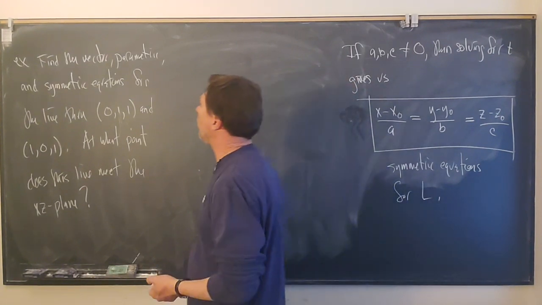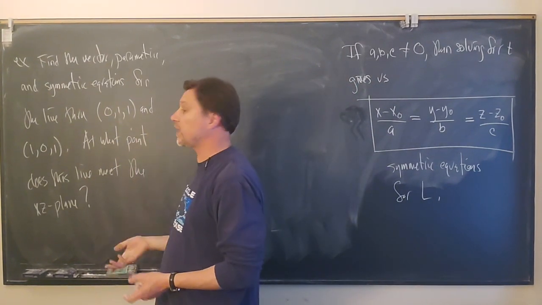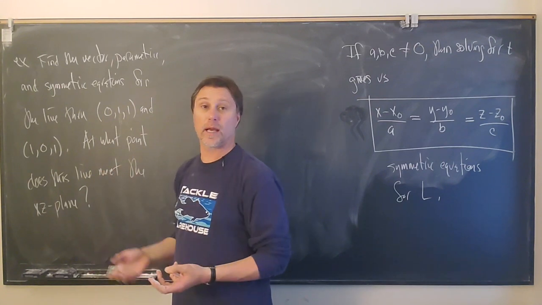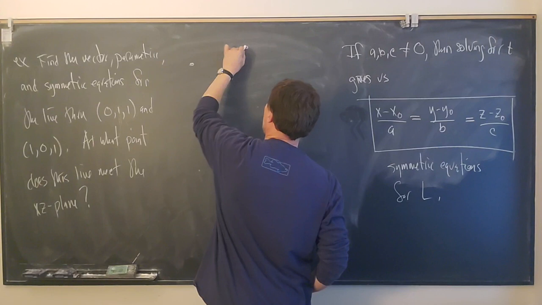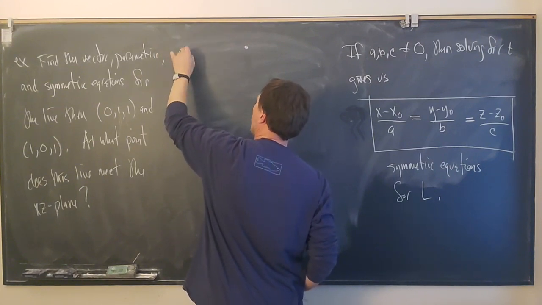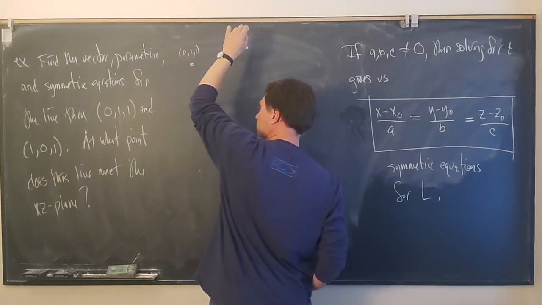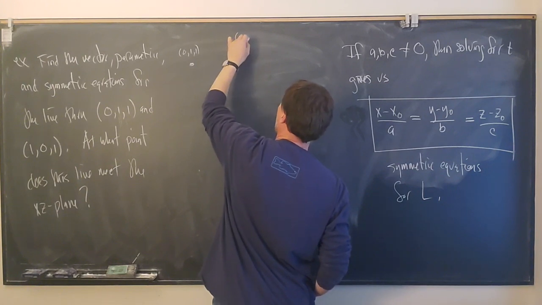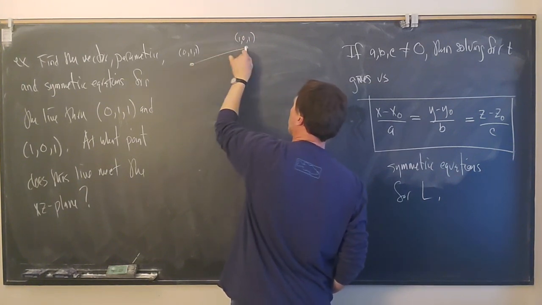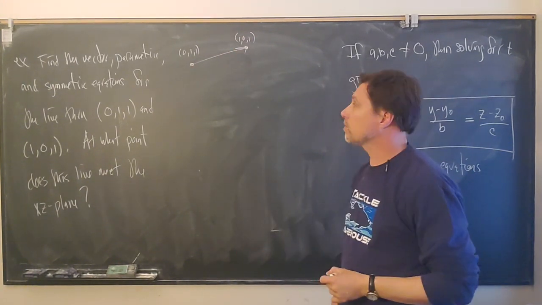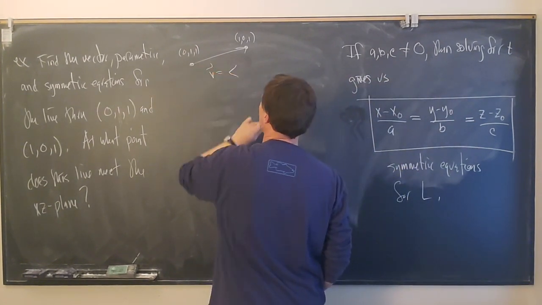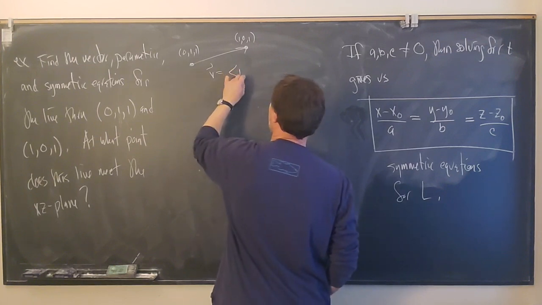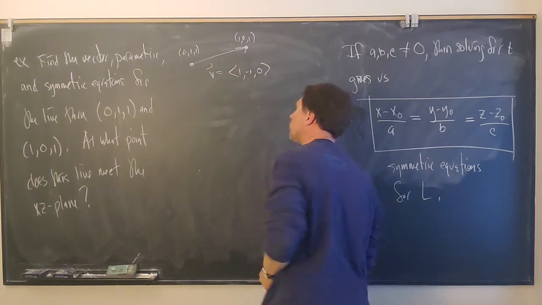Okay, so first of all, let's just get the vector equation. So what do we need? We need a direction vector and a point that the line passes through. Think of these two points: here's (0, 1, 1), here is (1, 0, 1). So a direction vector can be found by going like that. There's my vector v, and if I subtract head minus tail, it'll be <1, -1, 0>.